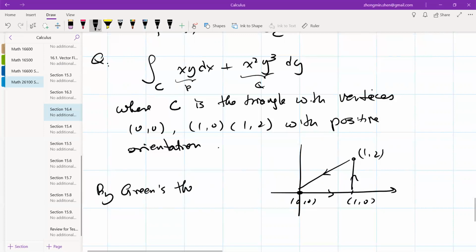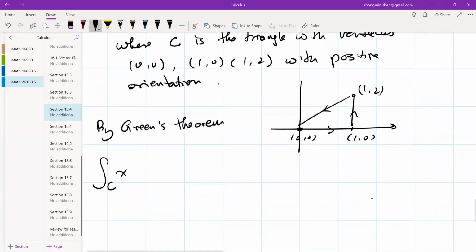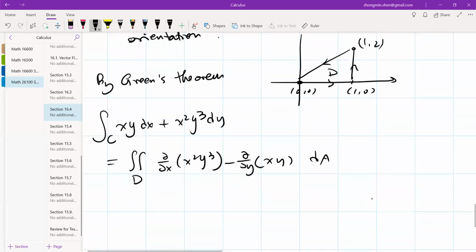So this is my P, that is my Q. Then you can say that by Green's theorem, this line integral is going to be the double integral over D of the derivative of Q with respect to x minus the derivative of P with respect to y, dA. Okay, so let's simplify it.